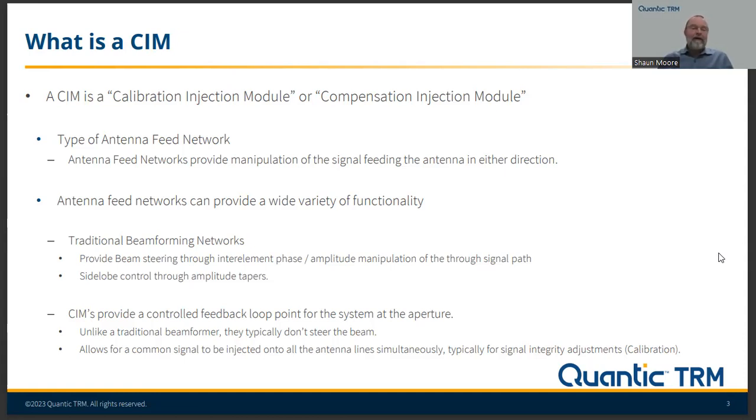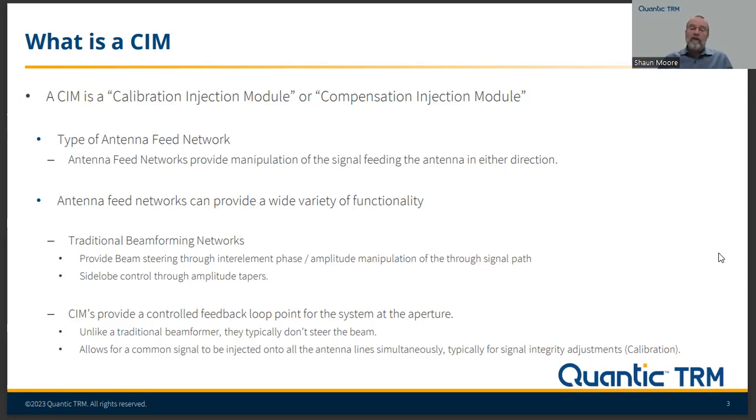Backing up just a little bit, it is a type of antenna feed network. Now, if you think about the traditional antenna feed network, they're usually used to steer the beam, where you're manipulating the signal path going to the aperture to affect which direction the antenna is pointing, whether you have amplitude or phase control to steer the beam, or amplitude control to control side lobes. Those sorts of things are traditionally what you think about for beamforming networks.